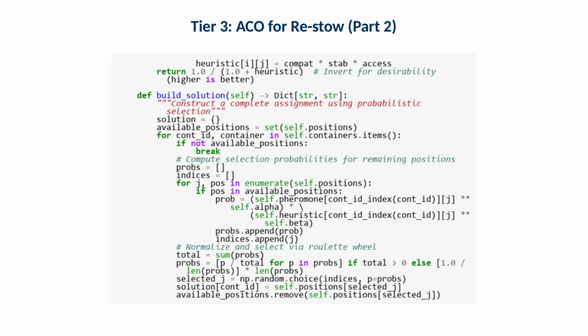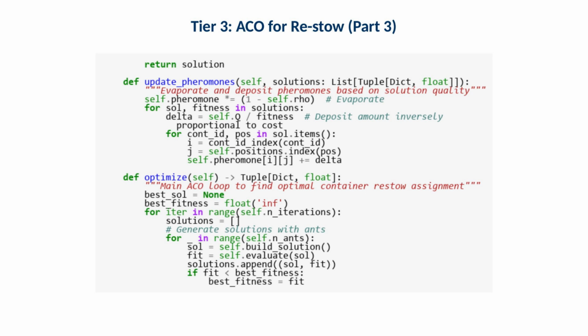This part shows how the algorithm builds a solution by selecting positions probabilistically from the remaining available set. Operationally, this makes the search explore alternatives rather than always taking the same greedy choice. This part shows how pheromones are updated based on solution fitness. Better solutions deposit more pheromone, so future ants are more likely to repeat the underlying assignment patterns.